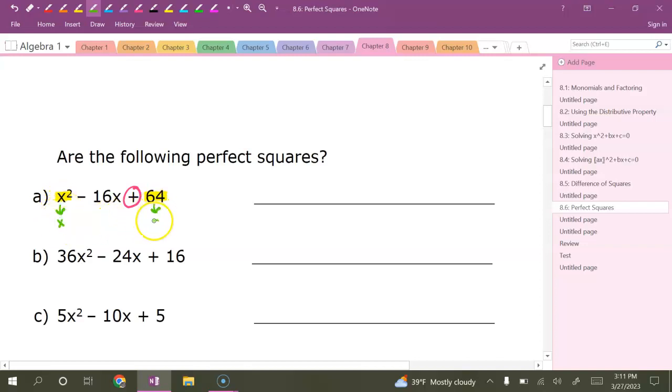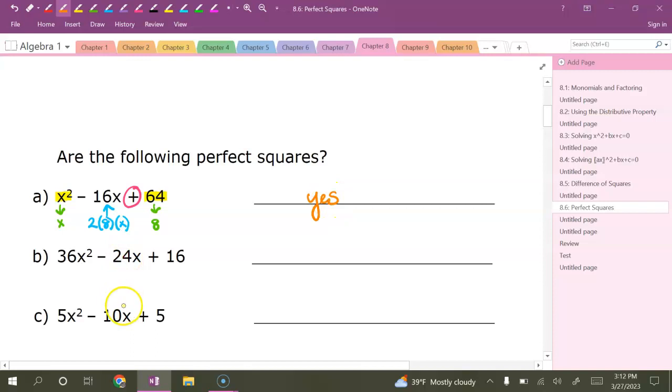If I square root 64, that would give me an 8. If I take 2 times 8 times the x, that would give me 16x. Okay, so this is a perfect square, so I should be able to say yes for my answer here.